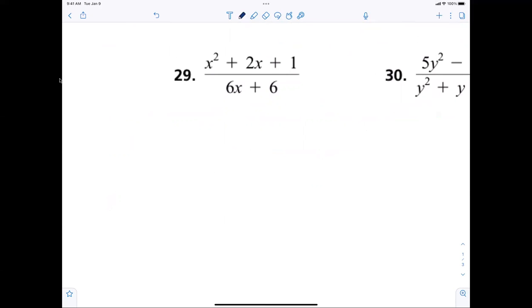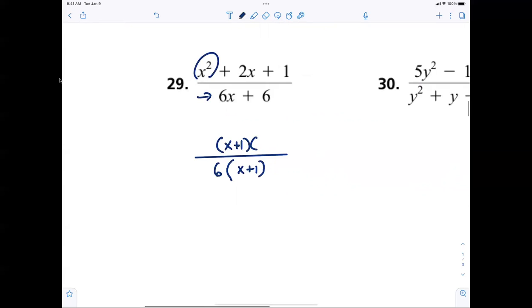What is the GCF in the denominator? 6. So if I factor out a 6, what's left behind? X plus 1. Perfect. Now, what do you think is on the top? The X plus 1 is going to be on the top because we're talking about reducing. So I want everybody to put X plus 1. How did I know it was X plus 1? Because there's X plus 1 on the bottom. Now I need X squared. What's the only way I can make X squared? X and X. Now I need a plus 1. It's plus 1. That's right.